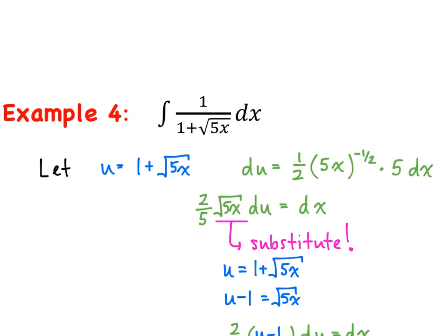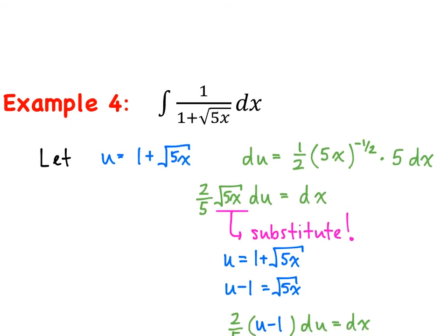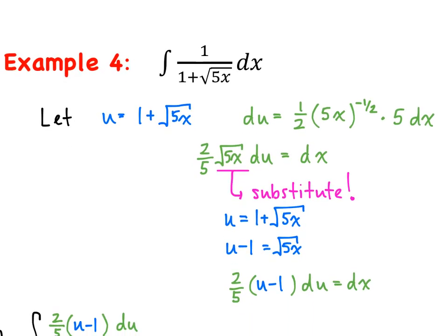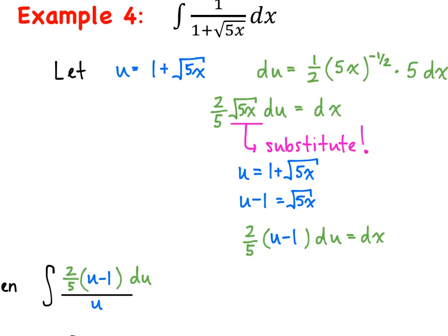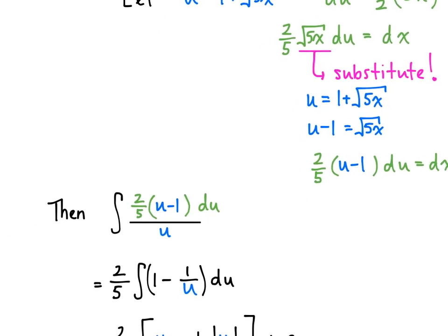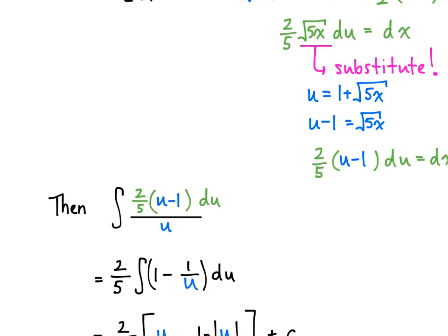So all we need to do is take that u value, subtract 1, and now we have the square root of 5x in terms of u. So if we substitute back into that dx equation, we now have 2/5 times u minus 1 du is equal to dx. So now we can make that substitution into our integral, and it's going to look something like this. So our dx is this value right here, 2/5 times u minus 1 du all over u.